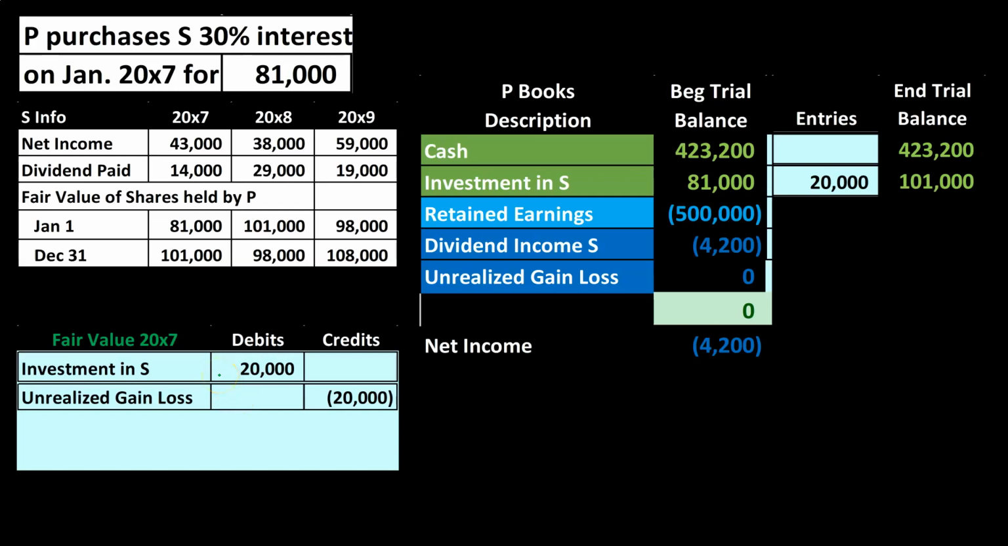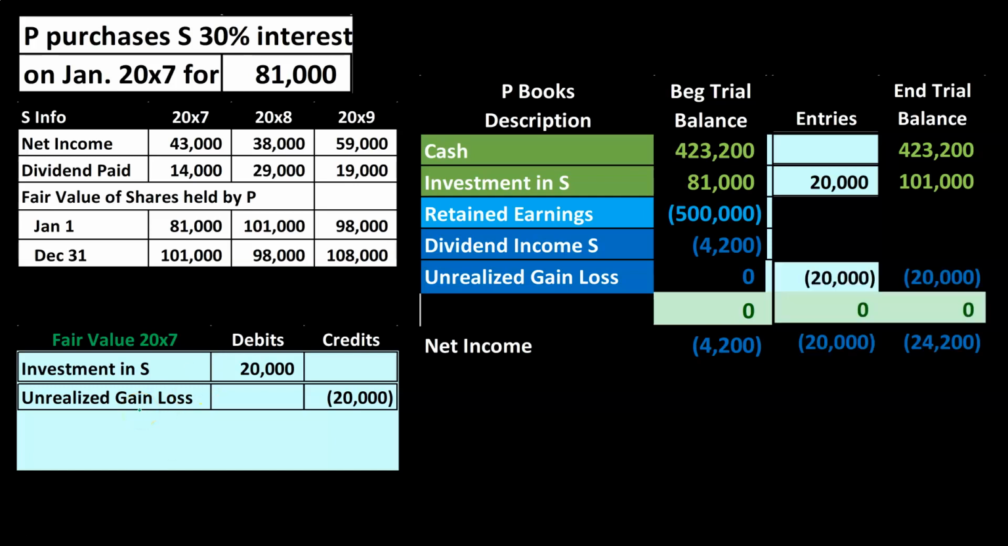So there it is. We increase the investment by the 20,000. And then the question, of course, is, well, where does the other side go then? I have to put the other side somewhere, and I didn't really realize the gain. This is where the tricky part is, because normally we don't recognize the gain until we realize it, but we're going to put it in this case to unrealized gain.